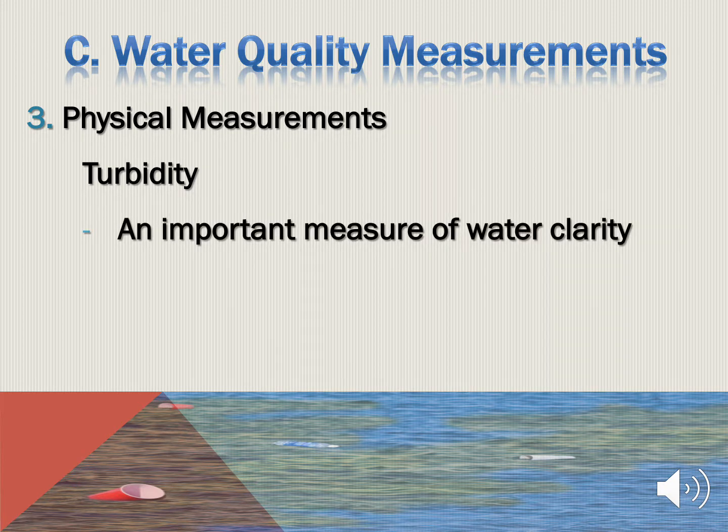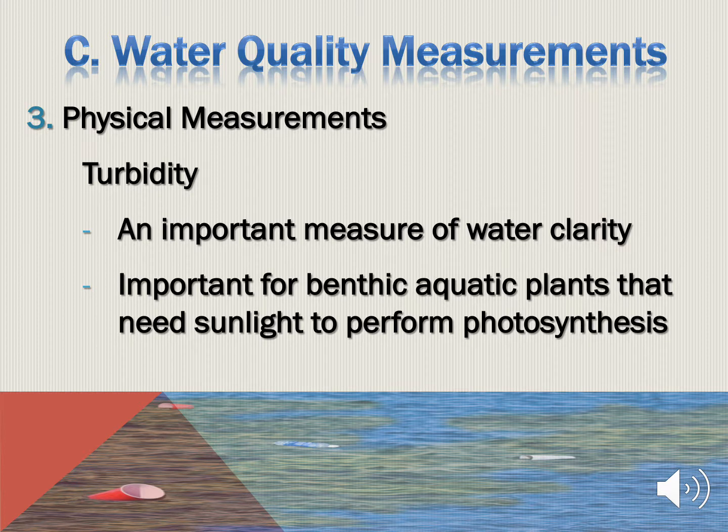Turbidity is an important measure of water clarity. It's important because people like clear water. But from a biological standpoint, water turbidity is an important concept for benthic aquatic plants that live under the surface of lakes. Benthic plants need clear water because they need to photosynthesize. If the water is not clear, the benthic plants don't survive. Definitely a measure of water quality.